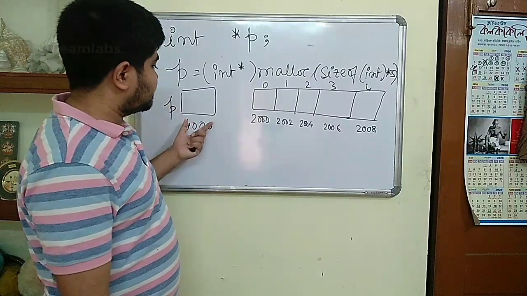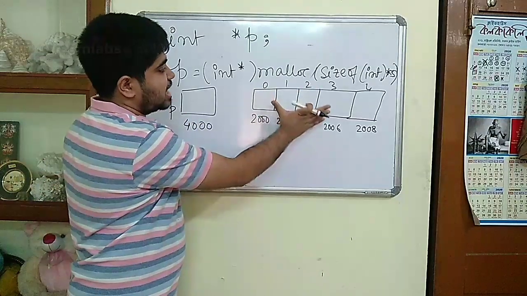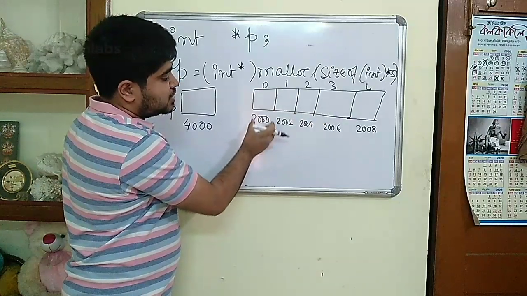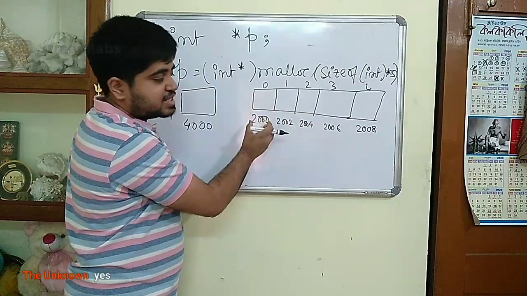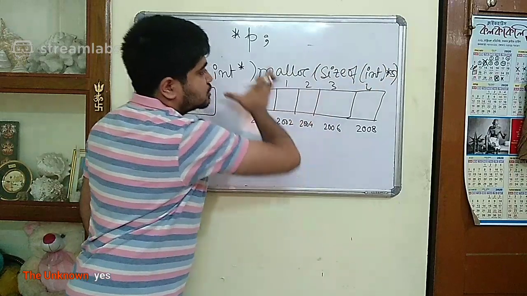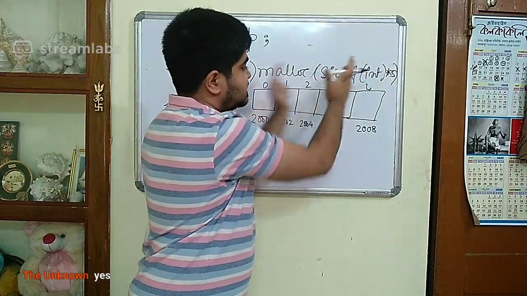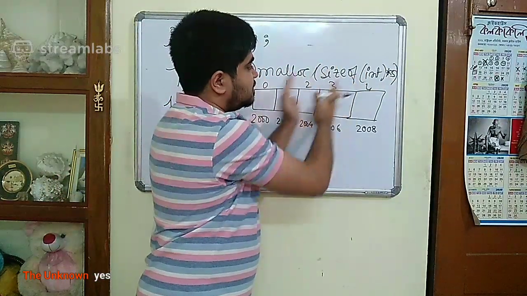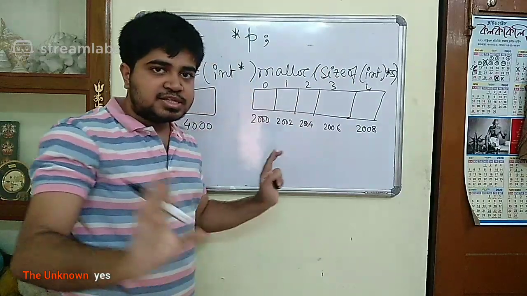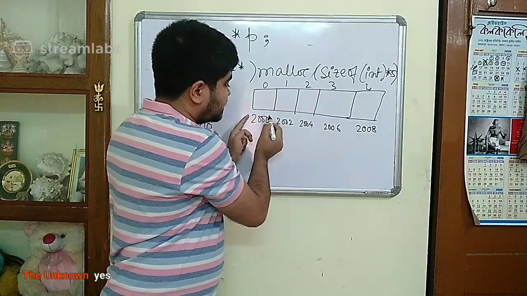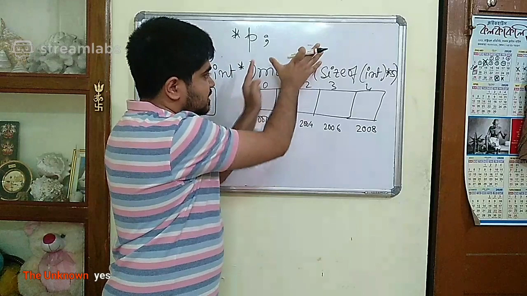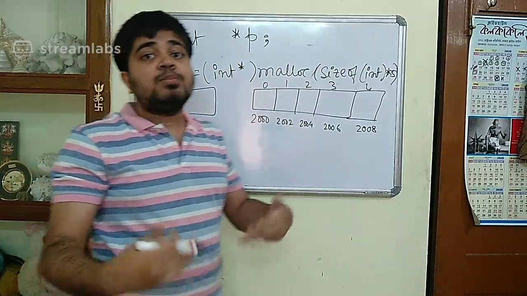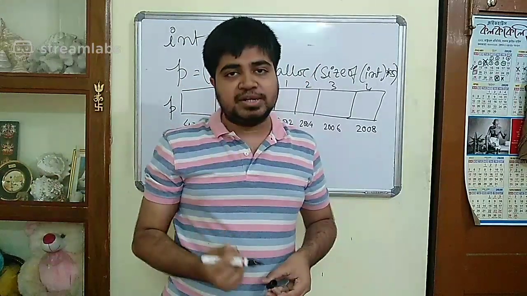The address of P is 4000. So this allocation, after this 2000, the first base address gets returned by malloc. So what malloc does is it allocates 5 such locations of size of int, right? This job is done, and it also returns this 2000 address here, but in the form of what? In the form of void pointer.